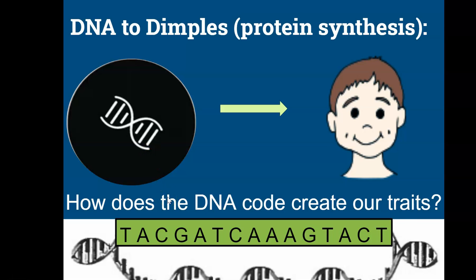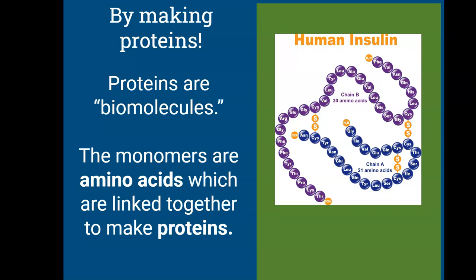So the way that this happens is by making proteins. Proteins are biomolecules. We learned about them. We learned about the 4 biomolecules. And we know that the monomers are amino acids that are linked together. So here I have the protein human insulin. Off to the right, I've got one purple chain of amino acids linked together. And that purple chain is connected to this dark blue chain, which is another chain of amino acids making up the protein insulin.